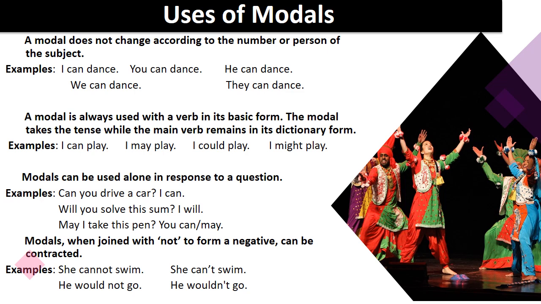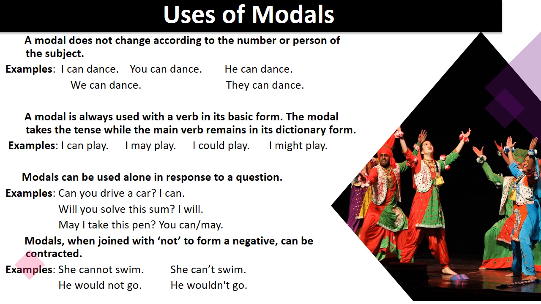Number means singular or plural. Person means first person, second person or third person. But modal verbs do not change according to the number or person. With I, we used can. For you also we have used can. For he also we have used can. So they do not change.